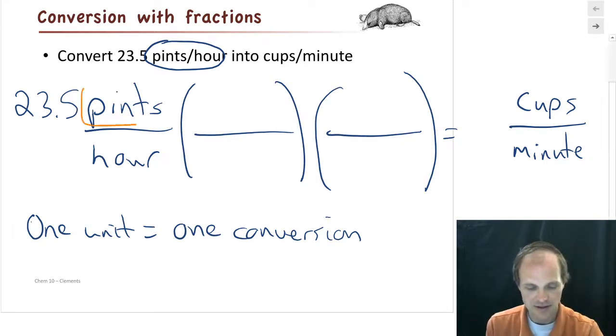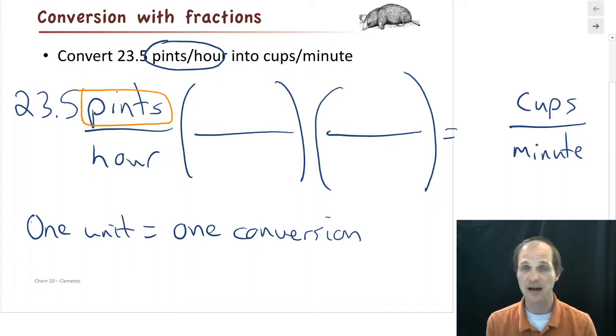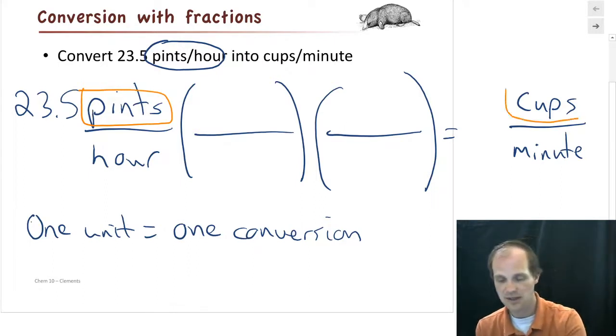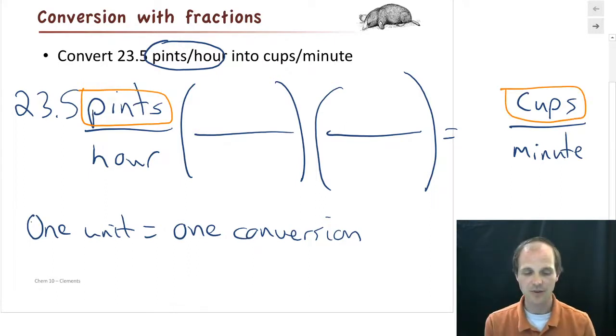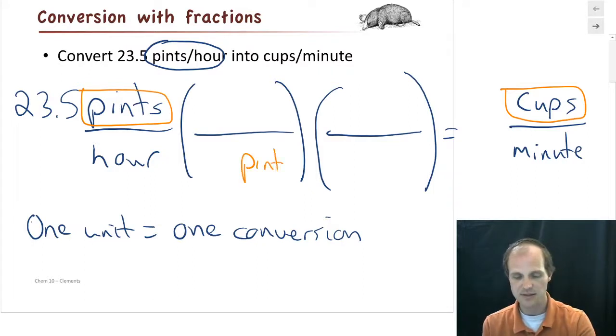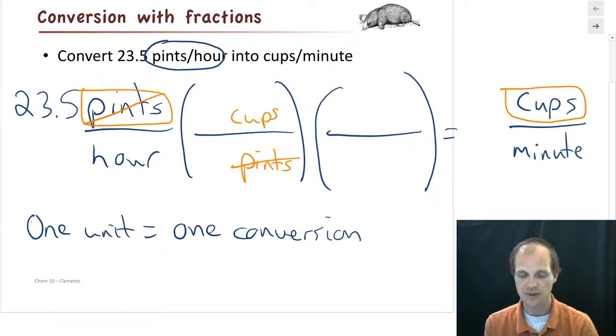Let's go ahead and make this first one converting pints into cups. So how are we going to do that? We want pints to go away, so where does it have to go? It has to go down here. 1 on the bottom, 1 on the top cancels out. I want cups, and so I put that here.